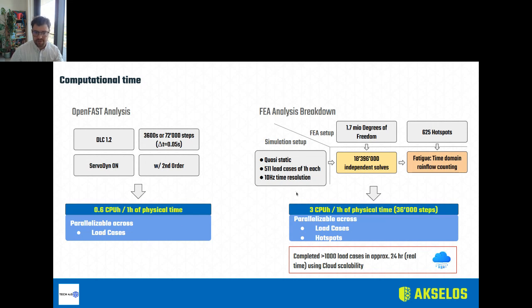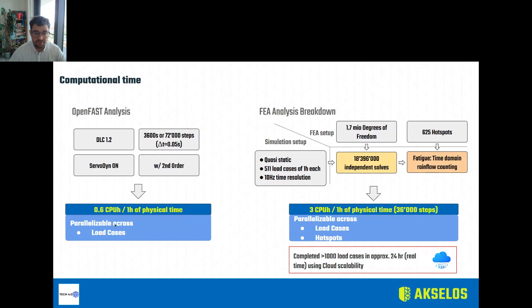On the other hand, if we take the FEA analysis breakdown, in this case for fatigue, where we consider a 1.7 million degrees of freedom model with 725 hotspots, and we've done this analysis for approximately 500 load cases, with a 10 Hertz time resolution, then this equates to 3 CPU hours per hour of physical time. And so I wouldn't say that the OpenFAST analysis is negligible, but what's key to understand here is that both of these processes are highly parallelizable.